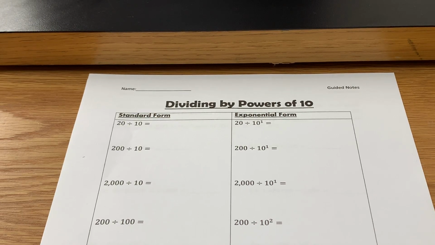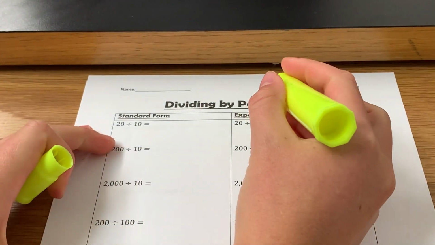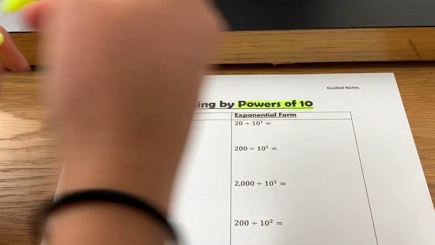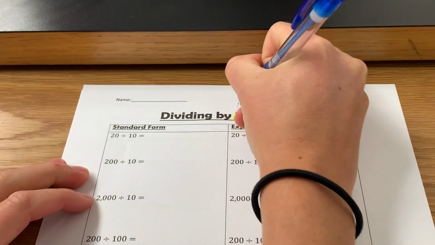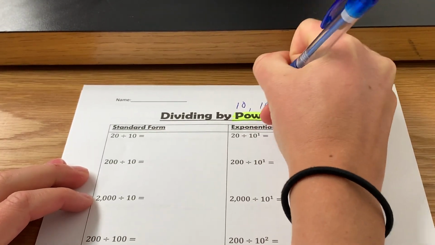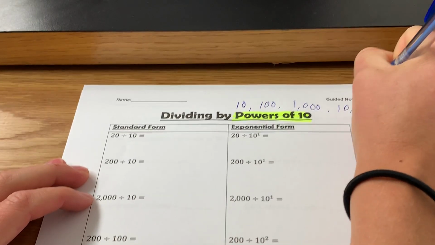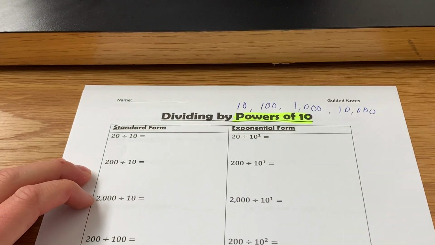Hey there, fifth graders. So yesterday we took a look at what happens when we multiply numbers by powers of 10. And remember, powers of 10 are really special numbers. Powers of 10 represent our place values, and those include numbers like 10, 100, 1,000, 10,000, so on and so forth, etc.